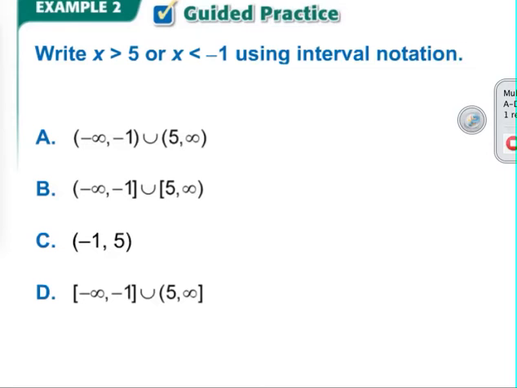Okay. Using interval notation, write that. Okay, I'm going to give you about 30 more seconds.